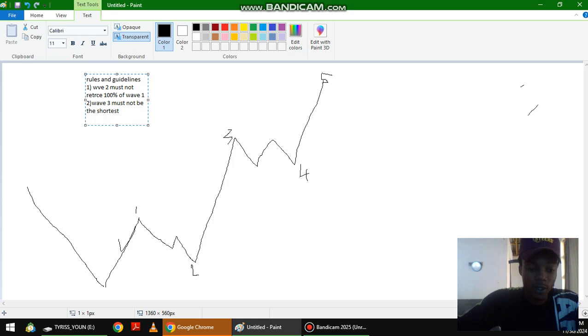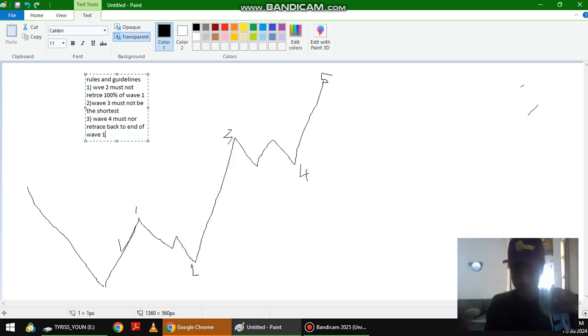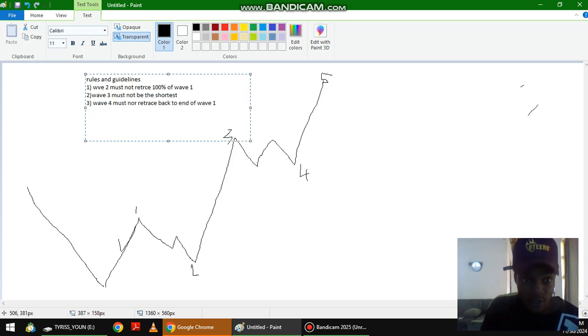Then the last, the third guideline, wave 4 must not retrace back to the end of wave 1. So these are the guidelines, gentlemen. You can copy these. Let me try to make them look a bit bigger. Okay, like this.